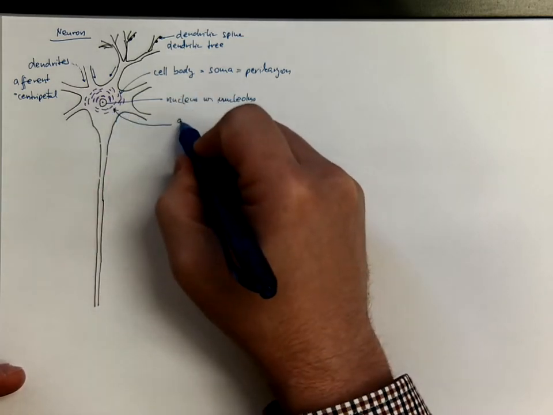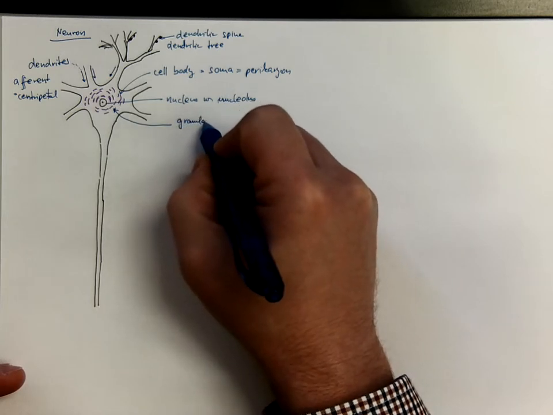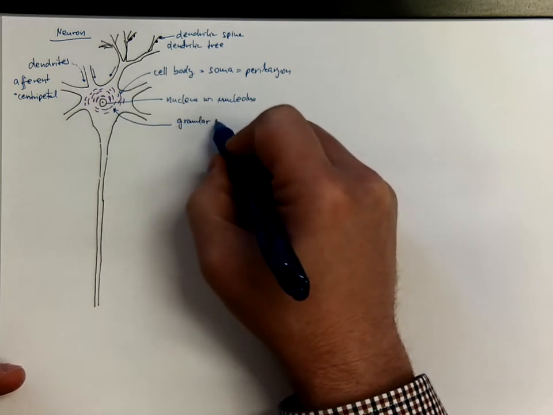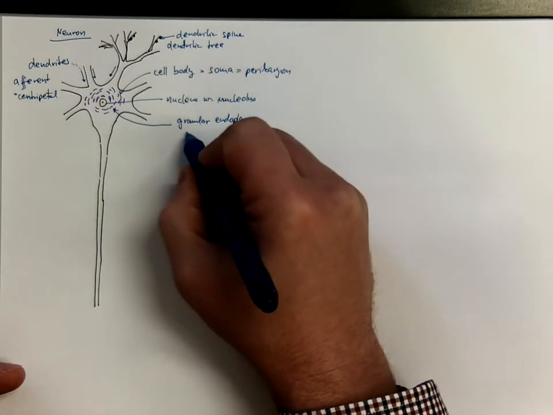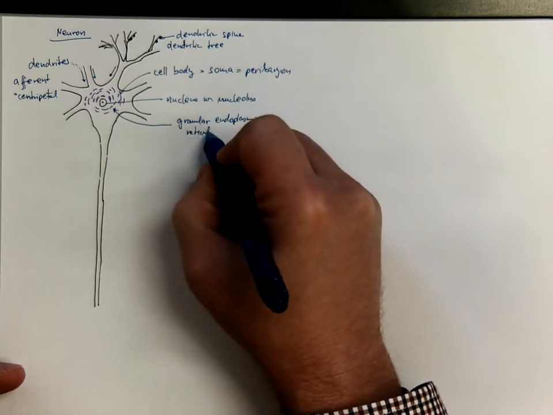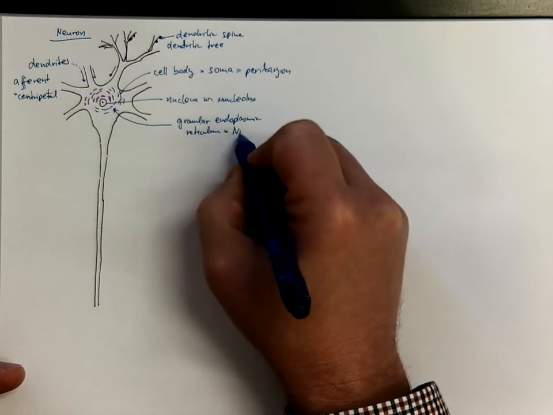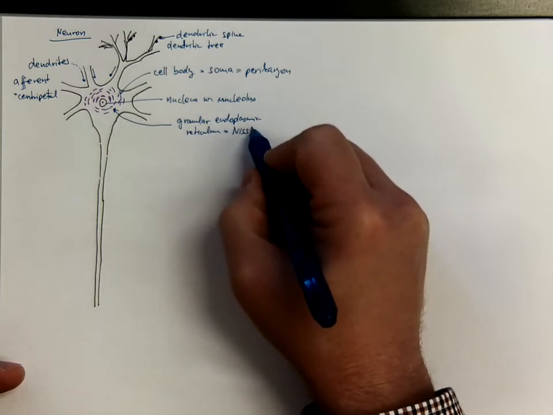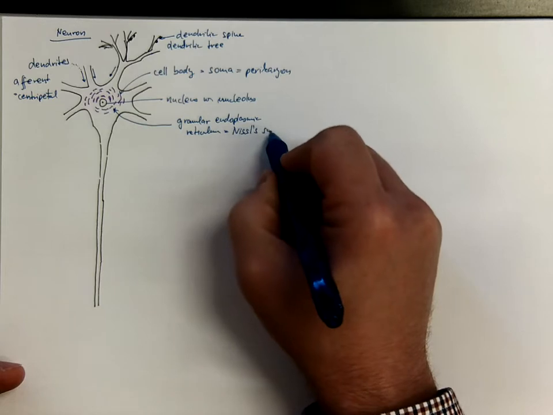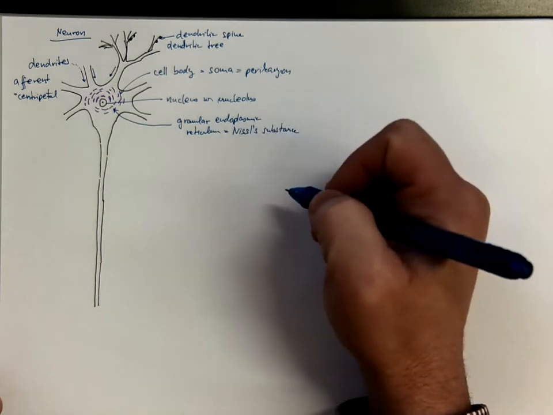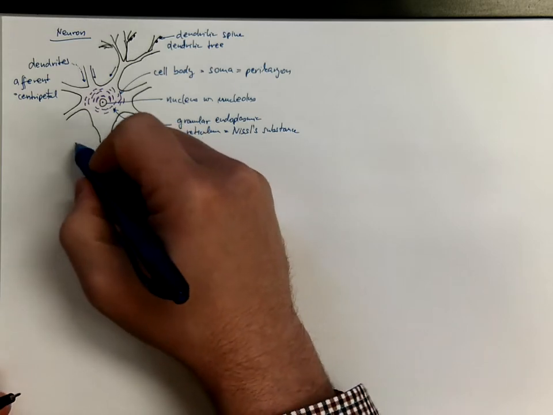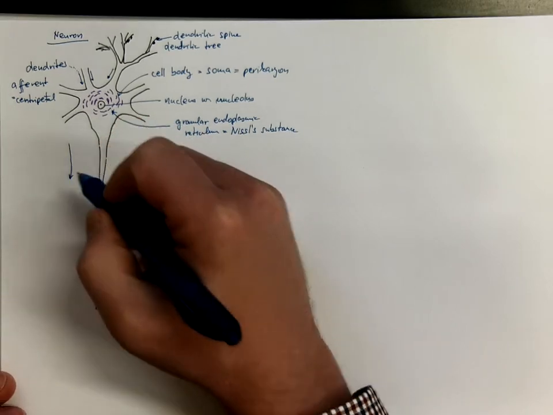So this is the granular endoplasmic reticulum, also known as the Nissl substance or tigroid substance. And then we have one process that carries the information away from the cell body.